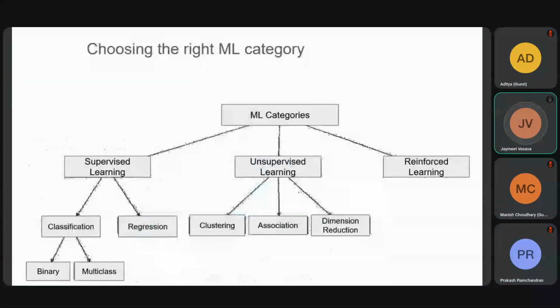Under the ML categories, we have supervised, unsupervised, and reinforced learning. These are some of the most common categories that are talked about for machine learning. For supervised, there are classification and regression. Classification is for binary or multi-class.